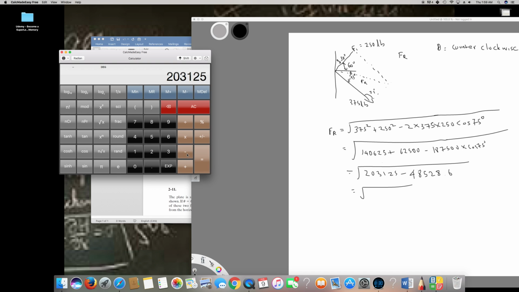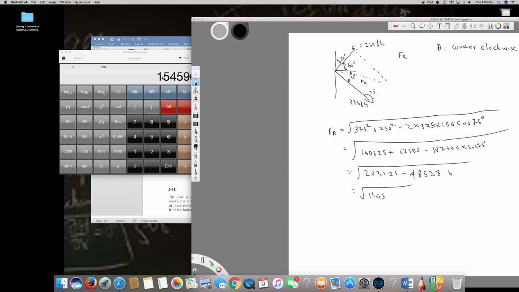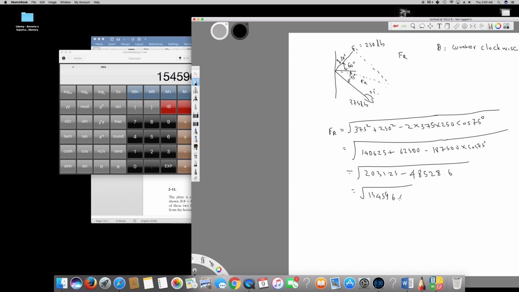203125 minus 48528.6, which is going to give me 154,596.4. So now I have to find the square root for this. So let's see. If I square root this one, I get 393.2 lb. So this is my final answer in lb.